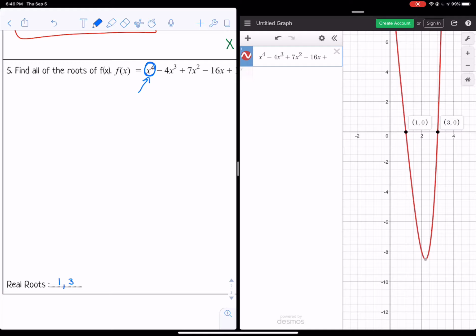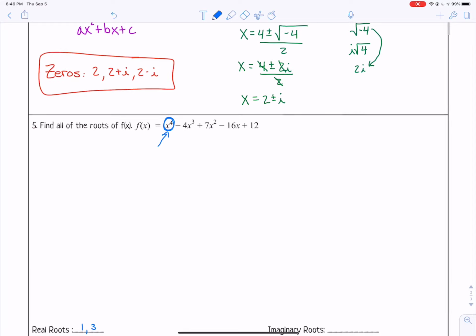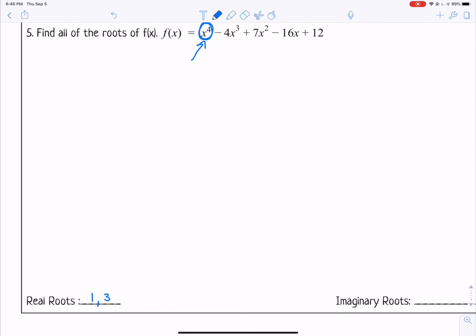Now, we need to use the 1 and the 3 to help us simplify so we can figure out the other 2. So, let's put 1 in a little box and put all of our coefficients. Let me show you where I'm getting that from. I got a 1 in the front, then there's a -4, then there's a 7, there's a -16, and there's a 12. All right, so we're going to use one of those roots. It doesn't matter if you start with the 1 or the 3. I'm just going to start with the 1.